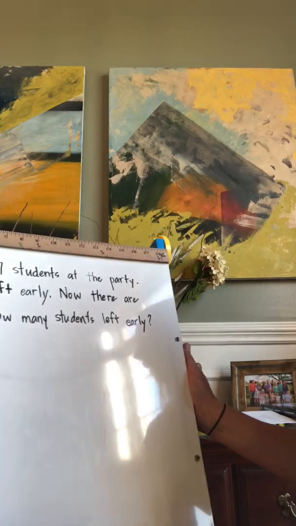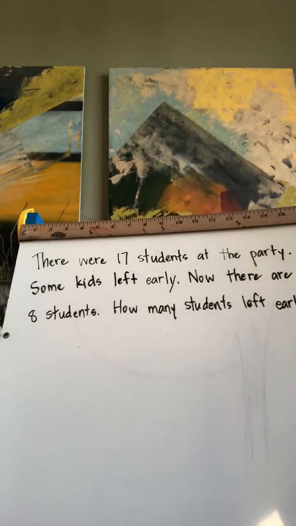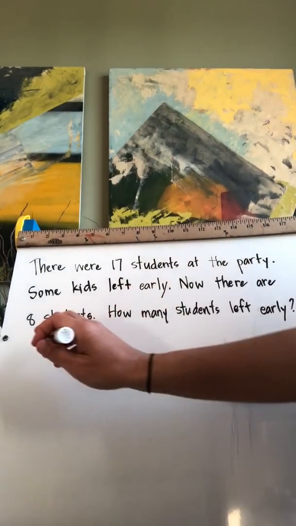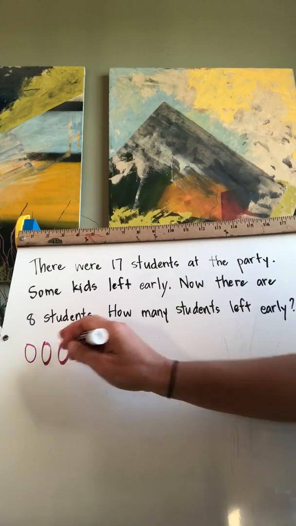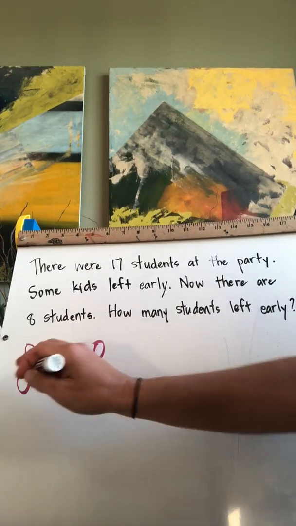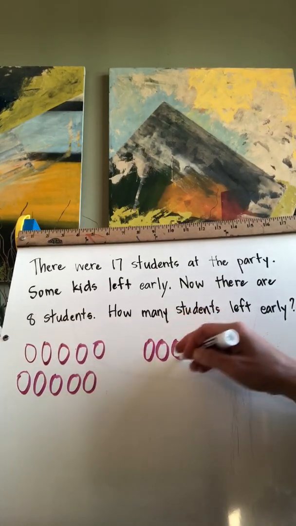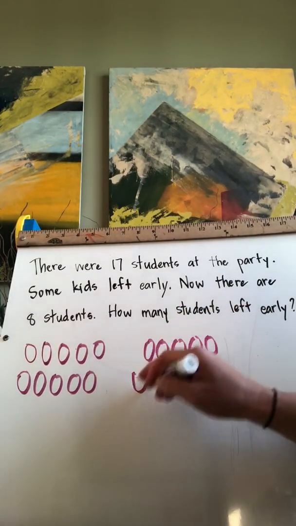Okay, so here is our problem of the day. There were 17 students at the party. Some kids left early. Now there are 8 students. So how many students left early? Well, the first thing that I know is there were 17. So I'm going to show all 17 students. So here are my 17 students that were at the party.